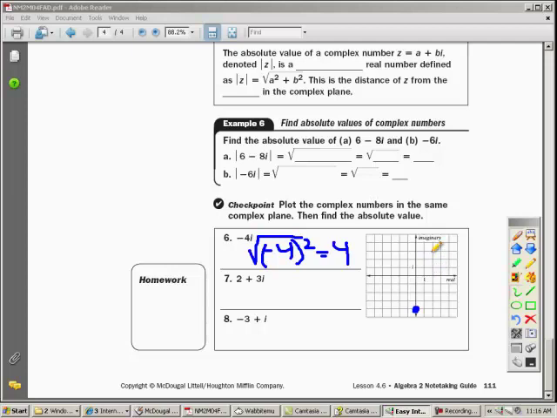This one is at 2, 3i. 1, 2, 3. What's its distance away from 0? Well, I could do it the Pythagorean theorem way. The square root of 2 squared plus 3 squared. 2 squared is 4, 3 squared is 9. 9 plus 4 is 13. I got the square root of 13. And if I do this one, I should get the square root of 10.